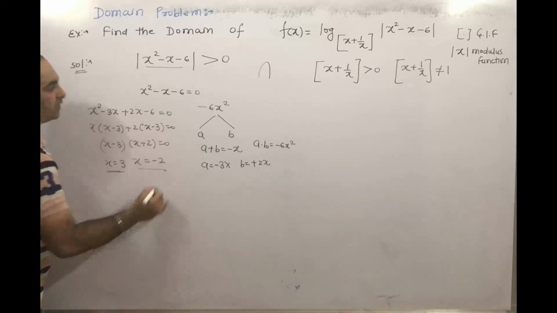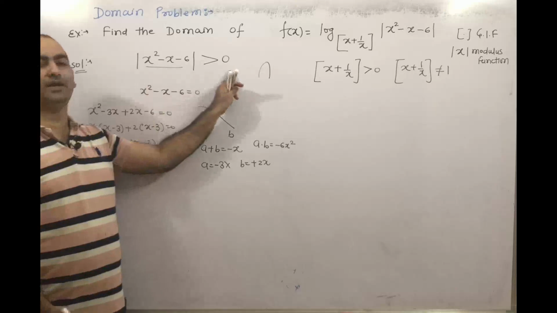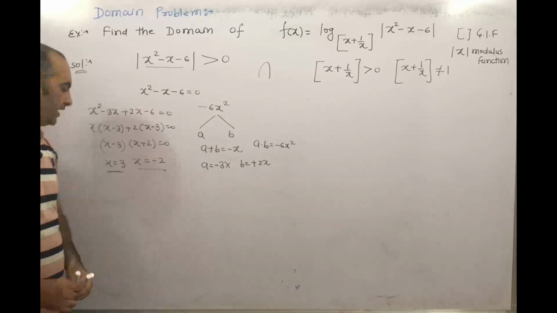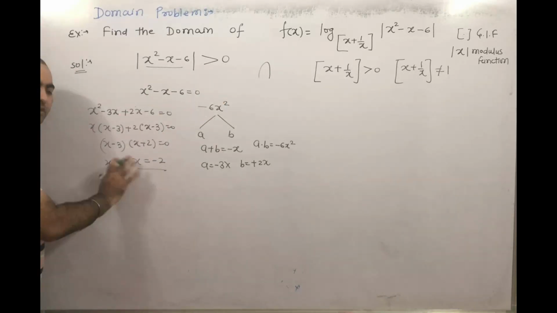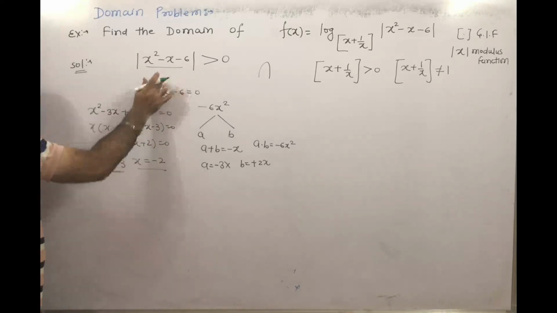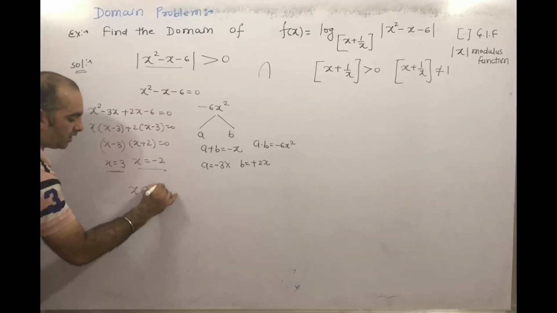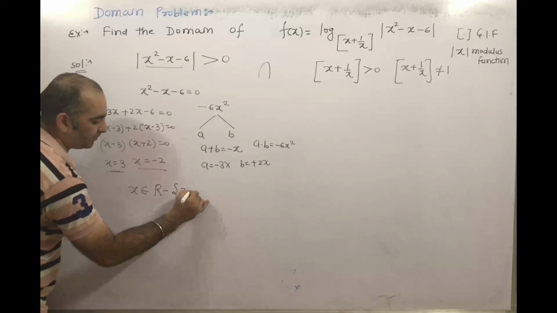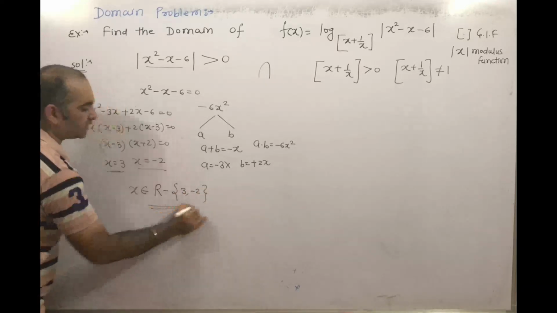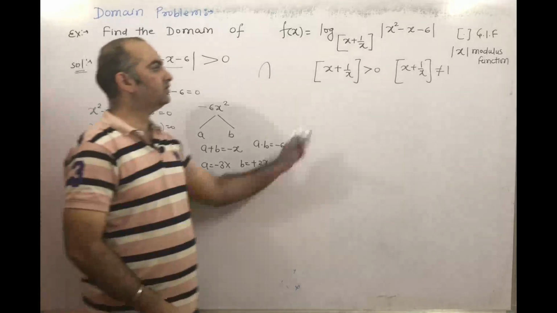So at these two values this will become equal to 0, otherwise it is always positive. So except these two values, all values are valid. So from here the solution is x belongs to R minus 3 and minus 2. Next thing we have to solve this one.